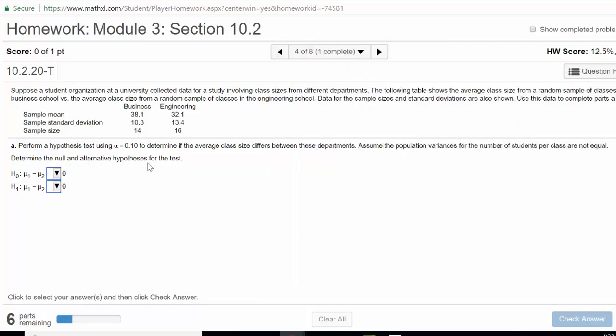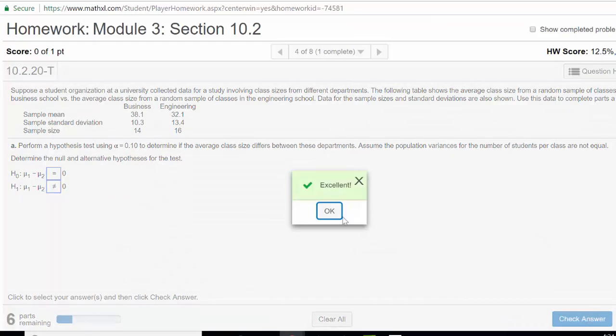Determine the null and alternative hypothesis for this test. Okay, the null hypothesis says that there is no difference. The alternative hypothesis says yes, there is. Okay, are these two numbers different? Yes. Are they different enough? Well, that's what our job is to find out.